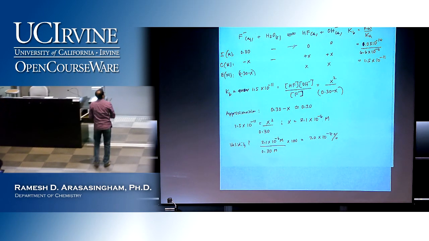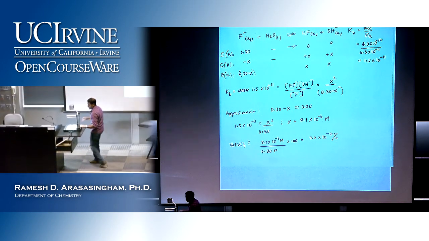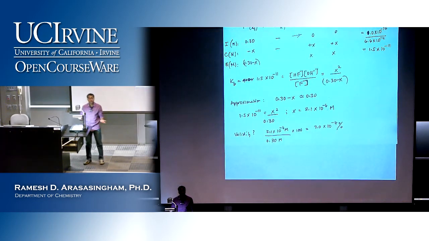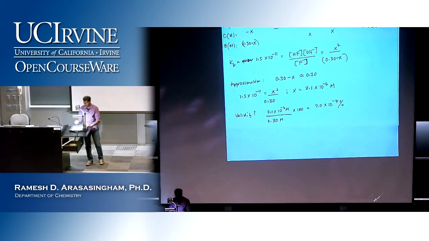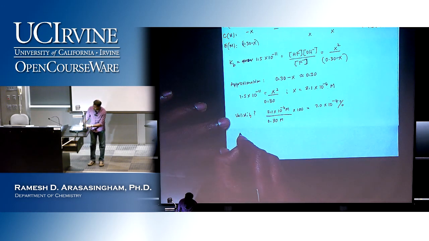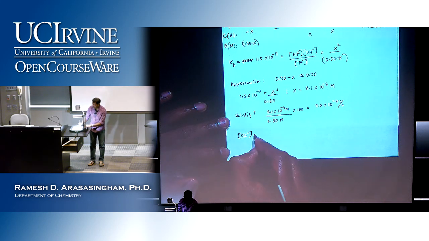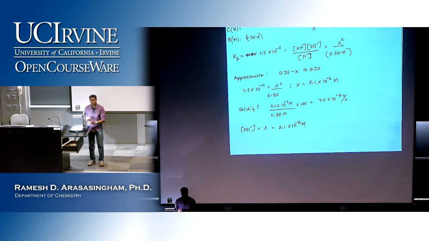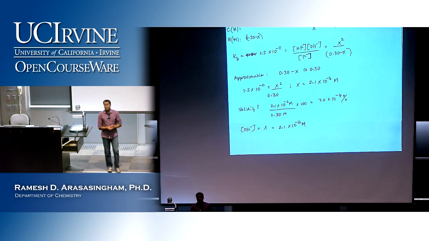All right? So now that we know our approximation is valid, remember, ultimately, what do I need to calculate? I need to calculate the pH of the solution. All right? So that means we have calculated the hydroxide ion concentration, and we know the hydroxide ion concentration equals X, which is 2.1 times 10 to the negative 6 molar. So now I need to calculate pH.